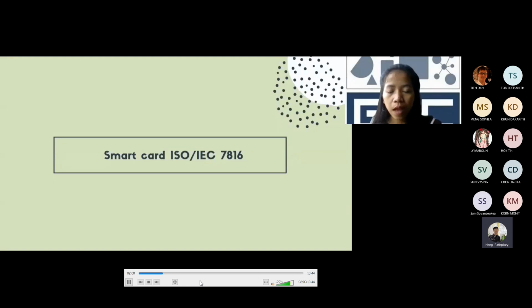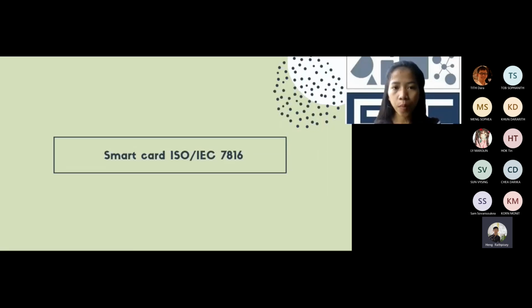About smart card ISO/IEC 7816, as another member mentioned, this smart card is useful for e-health, and he mentioned it already. So for now in my presentation, I would like to describe each part of this smart card, which has 15 parts, but I just include part 1 to part 8, and the remaining parts will be presented by my other members in the next version.